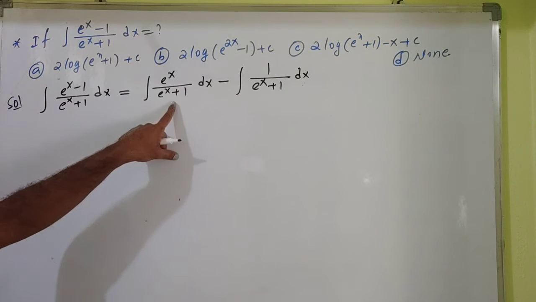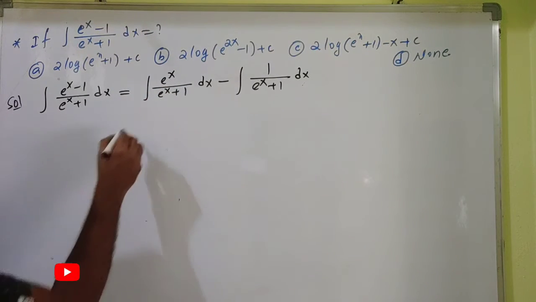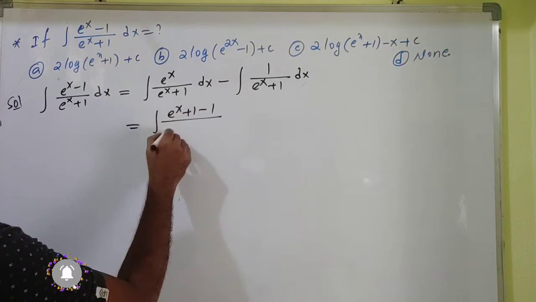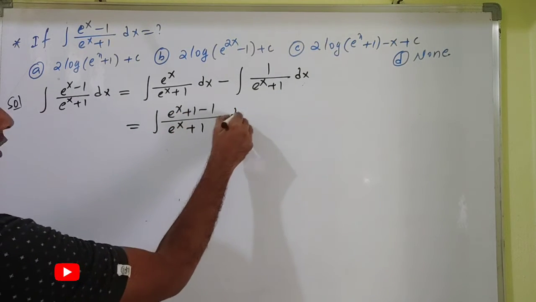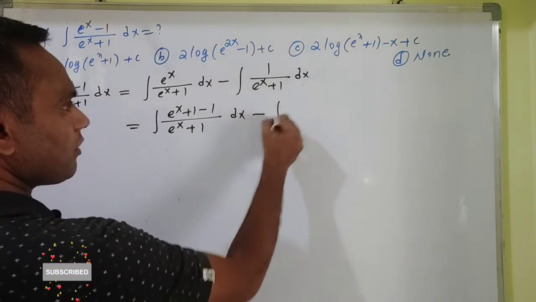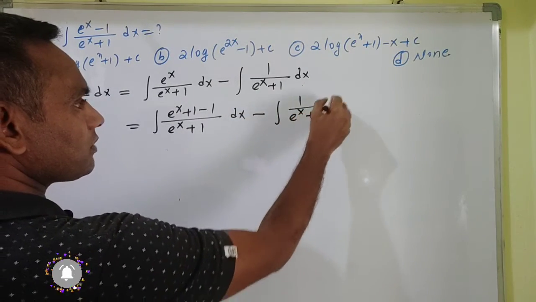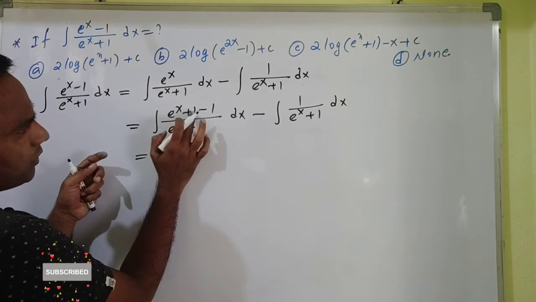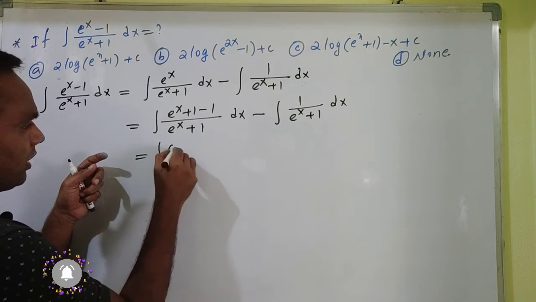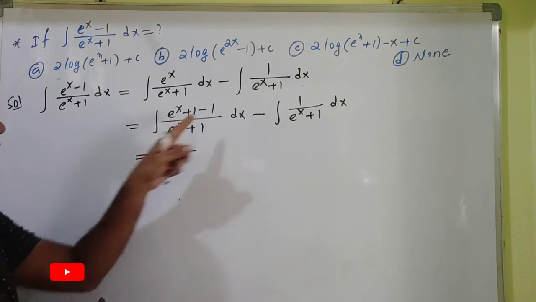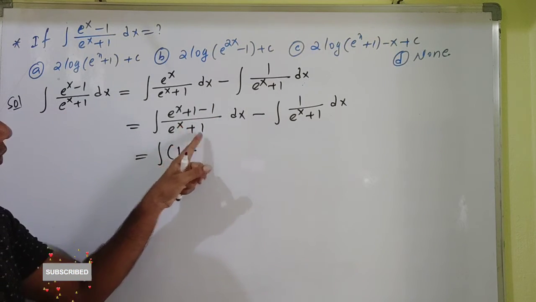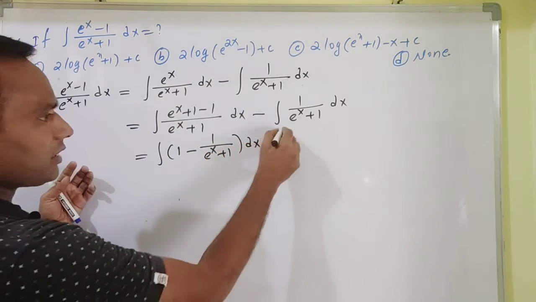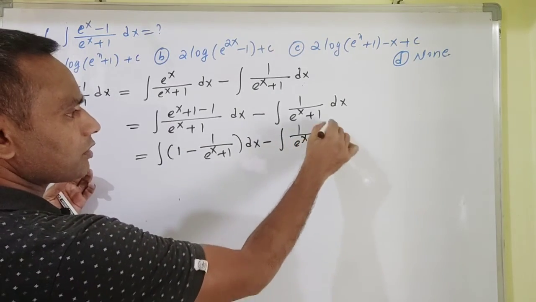Now here, add plus 1 and minus 1. Integration of (e^x plus 1 minus 1), the denominator is (e^x plus 1) dx, minus 1 by (e^x plus 1) dx. Now here also split: (e^x plus 1) by (e^x plus 1) is 1, minus 1 by (e^x plus 1), and 1 by (e^x plus 1) dx, minus 1 by (e^x plus 1) dx.